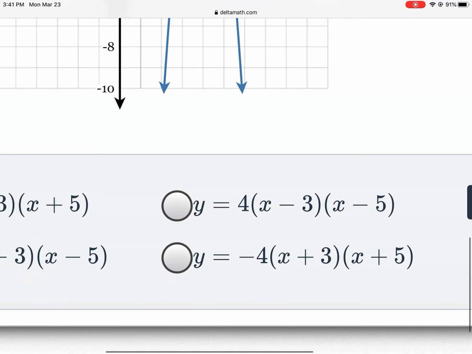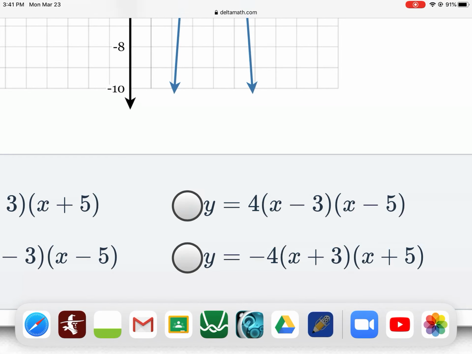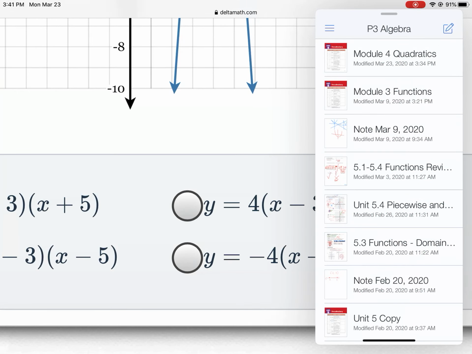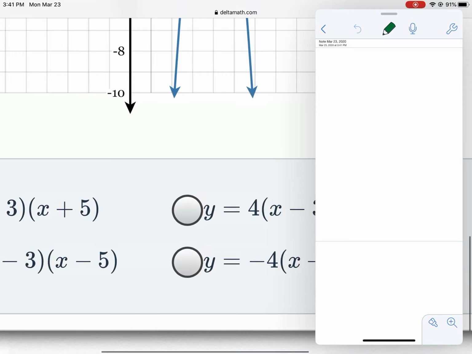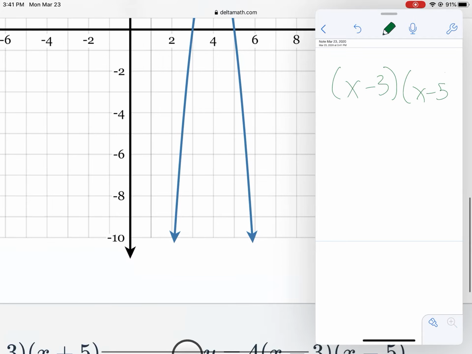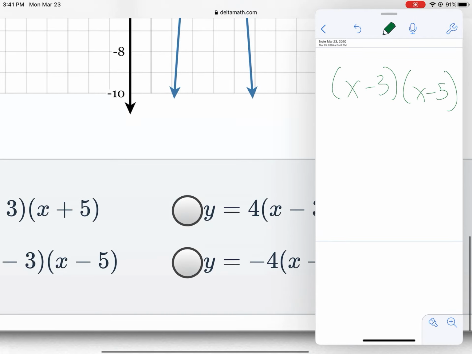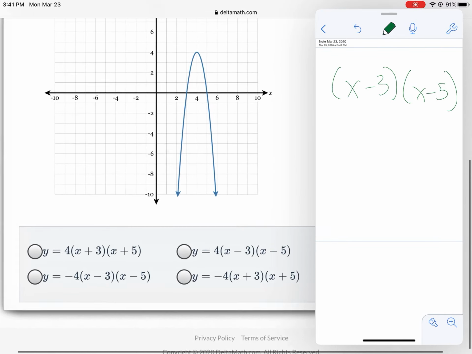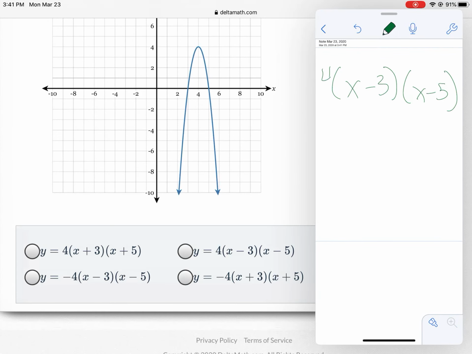So that means I must have, let me pull this up here. If 3 and 5 are my intercepts, then I must have x minus 3 and x minus 5 as my factored form. The 4 in front, all these have a 4 in front of them. That just tells you how wide the parabola is. That doesn't affect the actual intercepts. And we know it's going to be a negative in front because it is opening downwards. So this looks like this answer choice here.